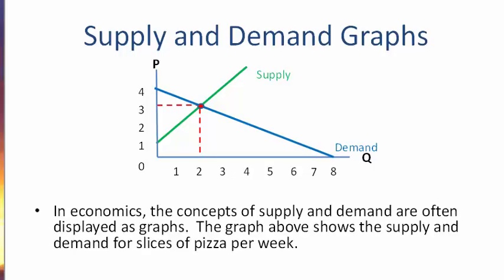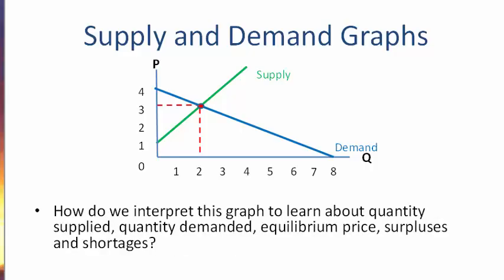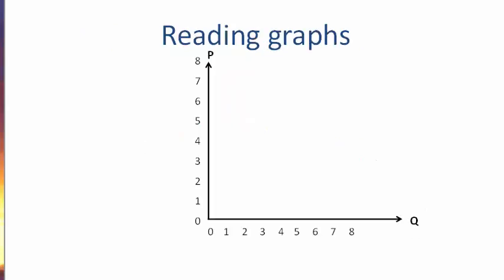In economics, the concepts of supply and demand are often displayed as graphs. So let's say that the graph above shows something like the supply and demand for slices of pizza per week. How could we use this graph to learn about things like quantity supplied, quantity demanded, equilibrium price and quantity, surpluses and shortages? In order to answer those kinds of questions, we need to understand how to read graphs.